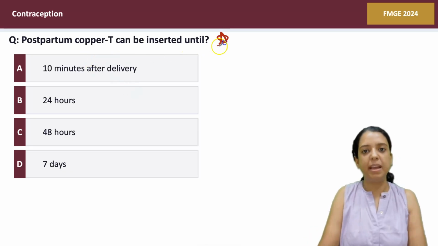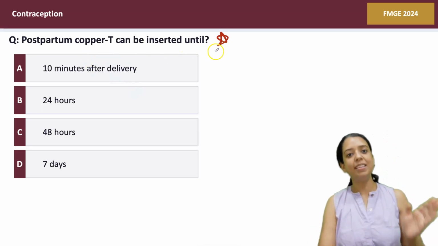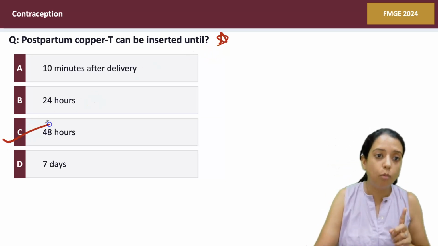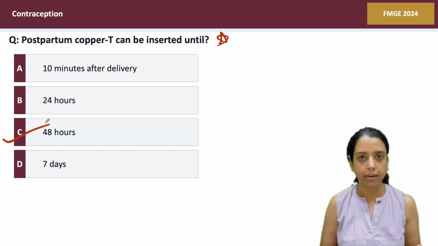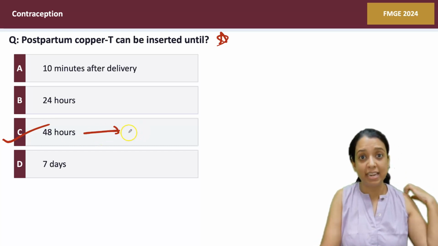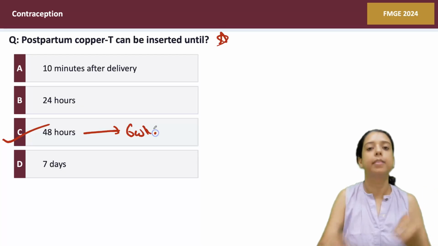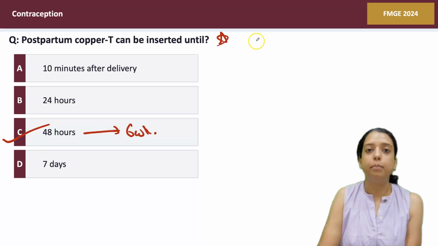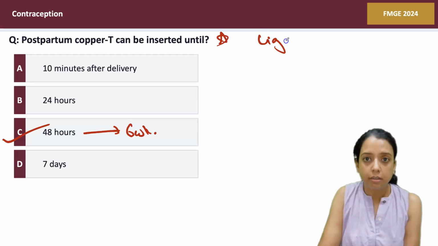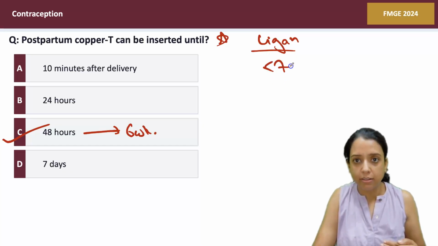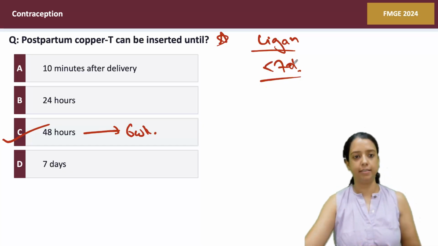Postpartum IUCD can be inserted in many ways. You can insert it immediately after delivery and up till 48 hours. If the patient refuses, then it has to be delayed till 6 weeks. Okay? Similarly, postpartum ligation can be done within 7 days.